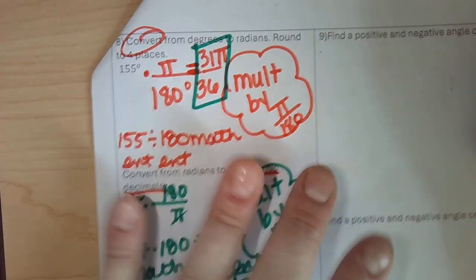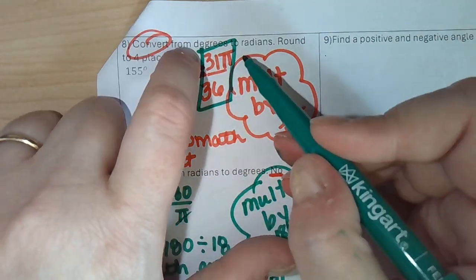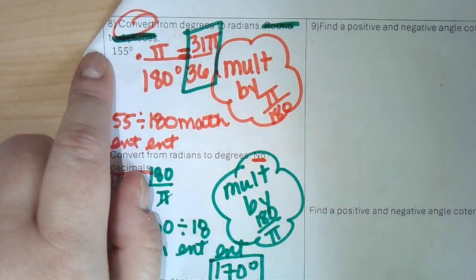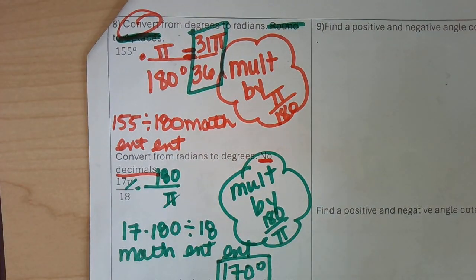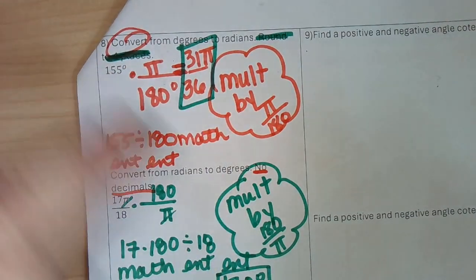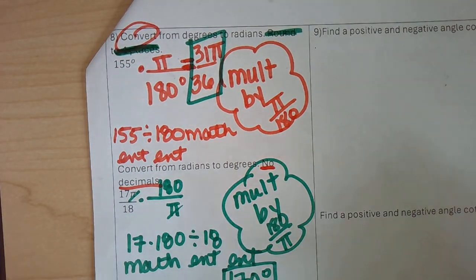Woohoo! Hey, on this top guy, see how it says convert from degrees to radians? Scratch out this part that says round to 4 places. My bad. So don't round to 4 places on that first guy. I think I got confused when I typed this up.